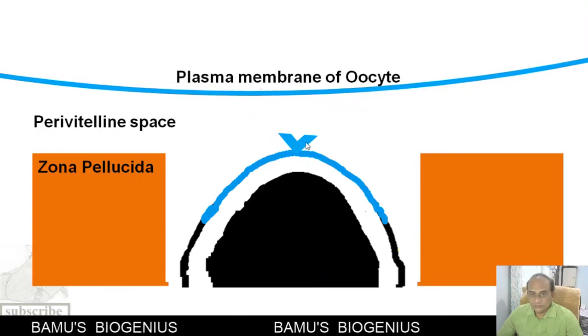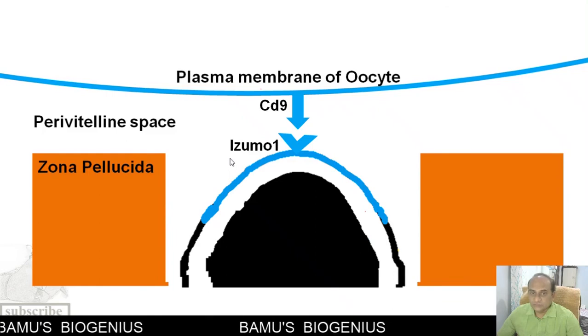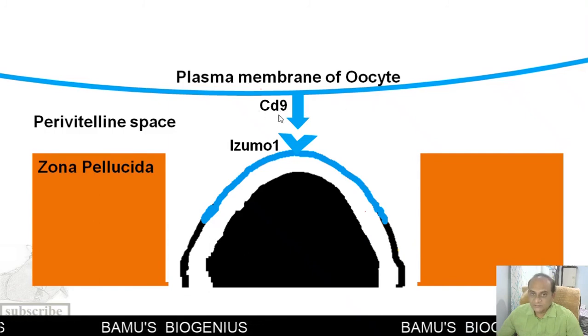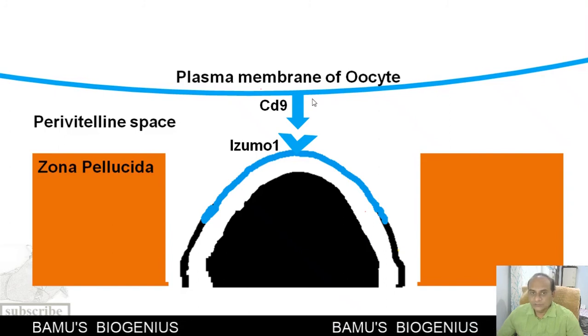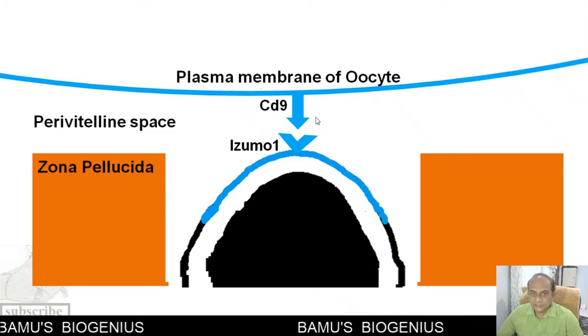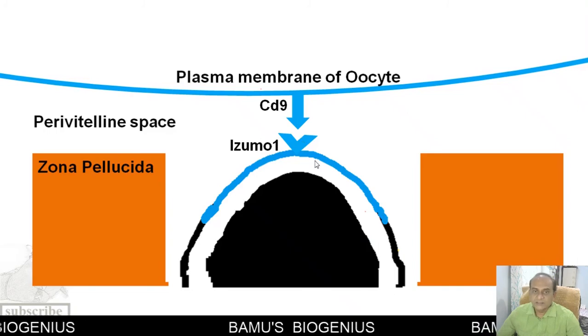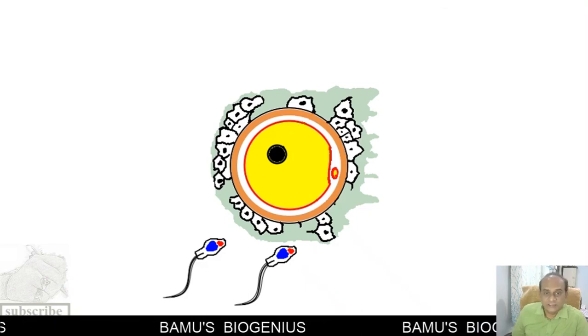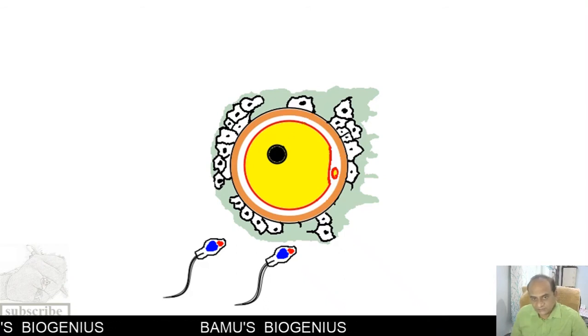So these hidden proteins, fusogens, are called Izumo-1, and they interact with the membrane protein of the oocyte that is known as CD9. So these CD9 are membrane proteins that are distributed over the plasma membrane of the oocyte. So this Izumo-1 and CD9 interact with each other, and they are now responsible for fusion of the egg plasma membrane with the sperm plasma membrane. This is how the fertilization takes place.